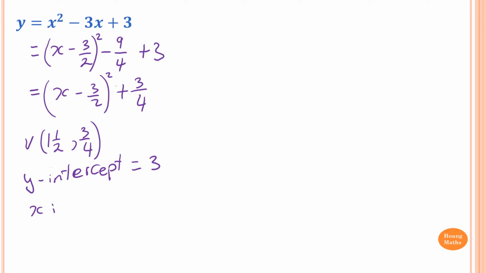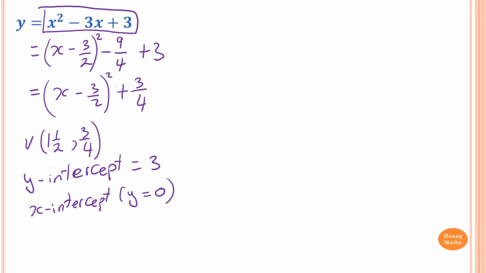Now to find the x-intercept, this means that when y is equal to 0. So when y equals 0, this equation here is made equal to 0. Then you factorize: what times what gives me 3, and adds to give me 3? So it's impossible. So you can use the quadratic formula to solve it, but I'm not going to use this because I already converted into perfect square form. So it's better to use this form.